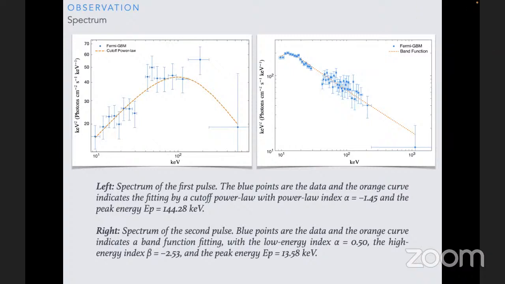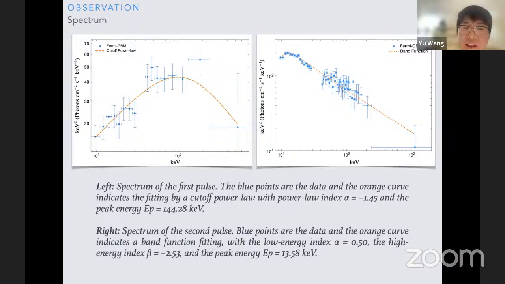Thank you. So though the second pulse contains more photons and is more energetic, the average photon energy in the second pulse is lower than in the first one. Because the first one's peak energy is 144, and the second one is only 14.